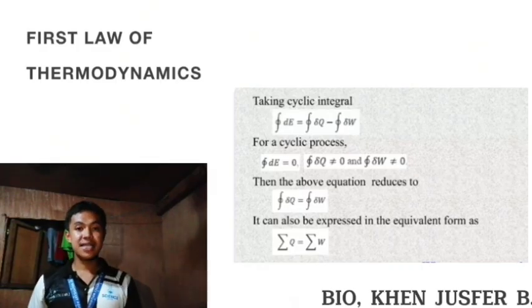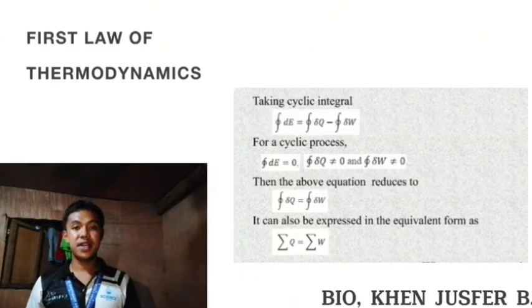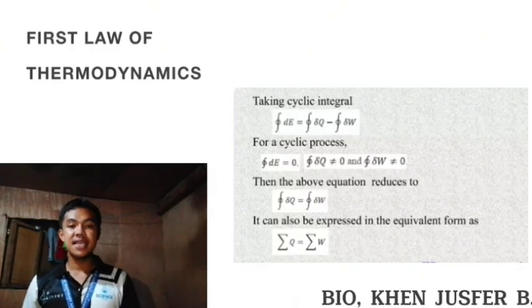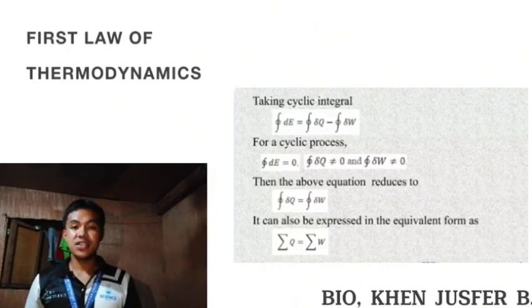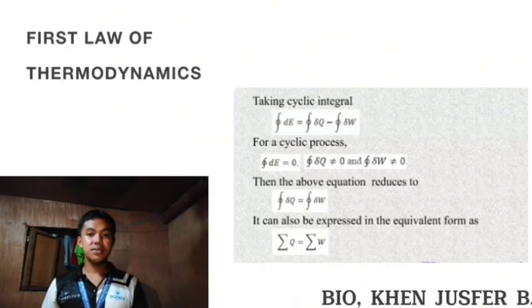whenever a control mass is taken through a cycle, the heat transferred to the control mass is equal to the net work done by the control mass. Or, heat rejected by the control mass is equal to the net work done on the control mass.